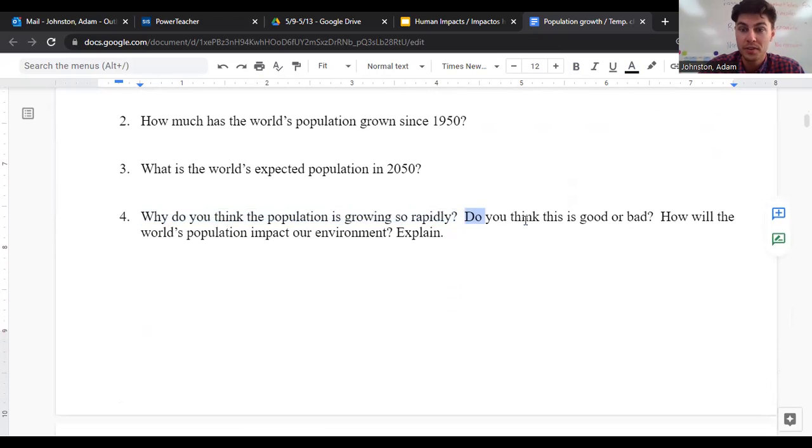Part 2, do you think this is good or bad? Think about, with more people, how do we share resources? With more people, can we accomplish more things? With more people, what is the impact on planet Earth? That's actually the last question. With more people, how will the world's population impact our environment? That question is actually the key for this entire week.